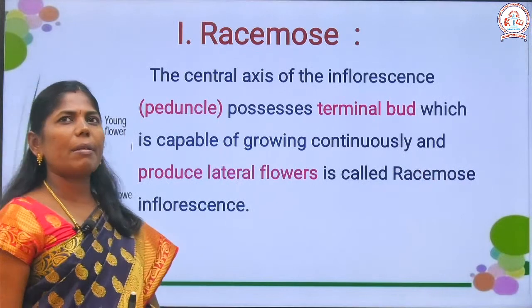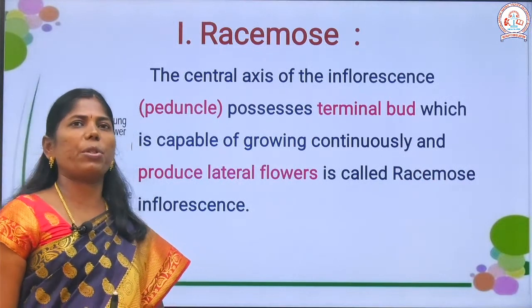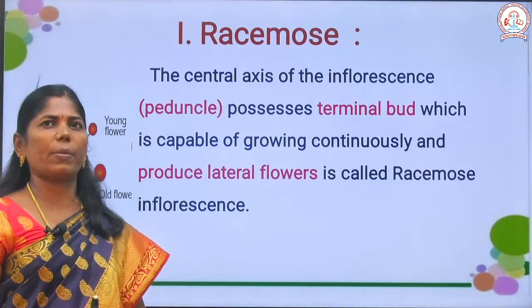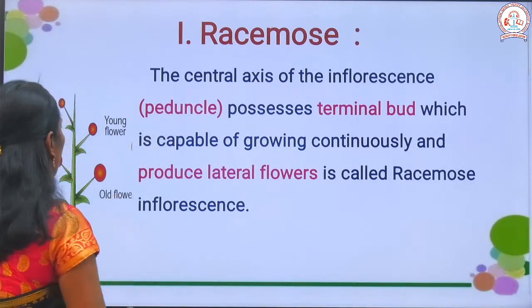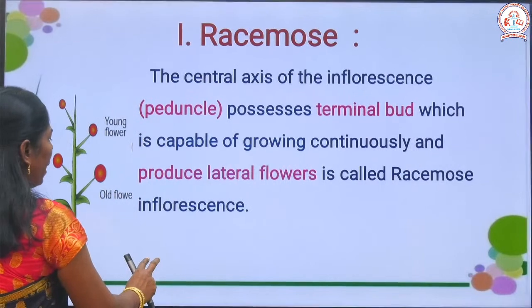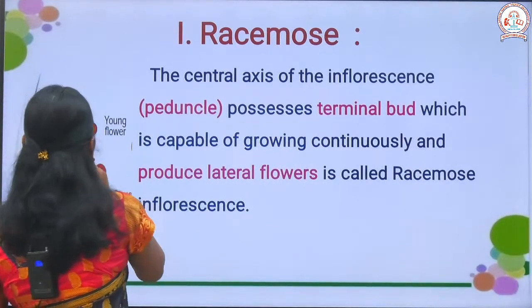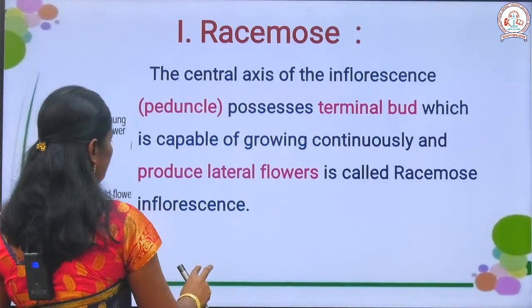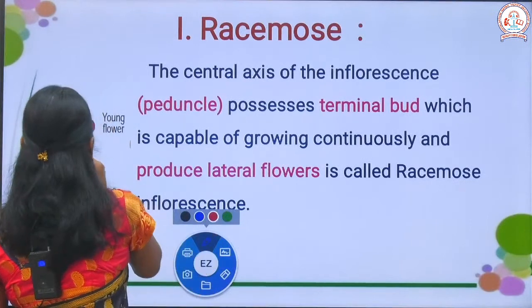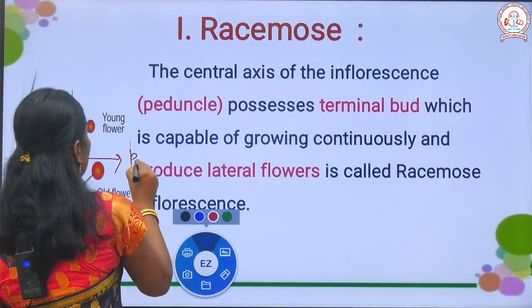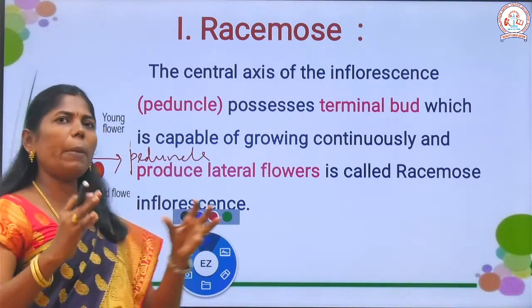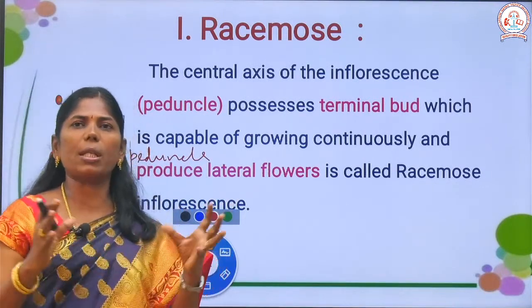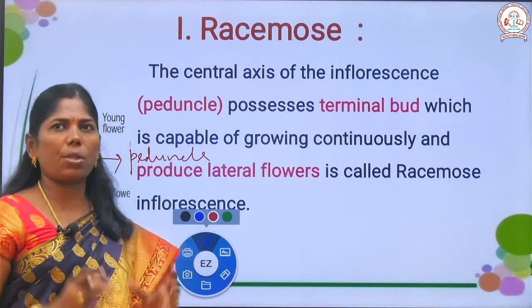So, first we will see the racemose; we already studied the difference, so you can easily understand this one. The central axis of the inflorescence is the peduncle. What is the name of the branches? This region is called the peduncle. If it has many branches, that is considered a rachis.